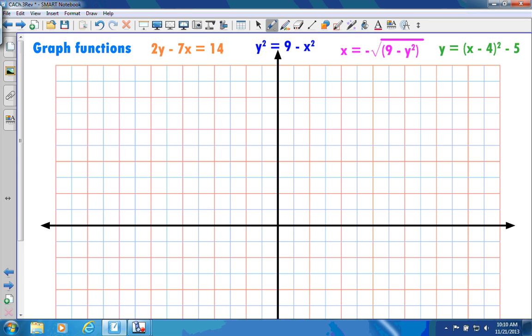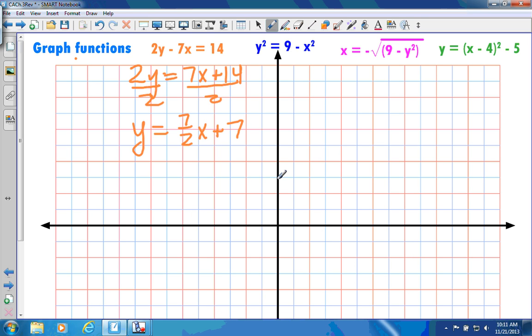All right, then you'll be asked to graph some particular functions. First one, it's a line, so you should solve for y first, or you can just use the intercepts. If you solve for y, you would get 2y equals 7x plus 14, and divided by 2 would get you y equals 7/2 x plus 7.